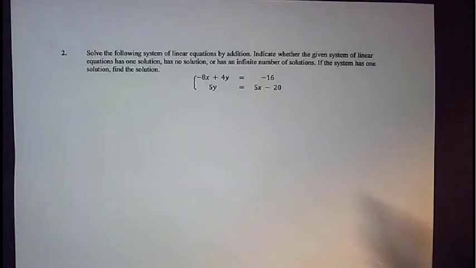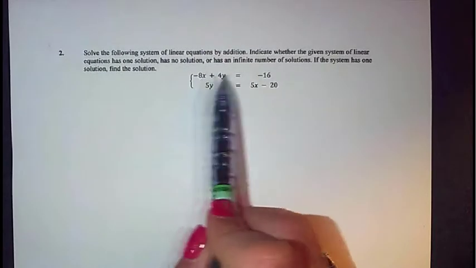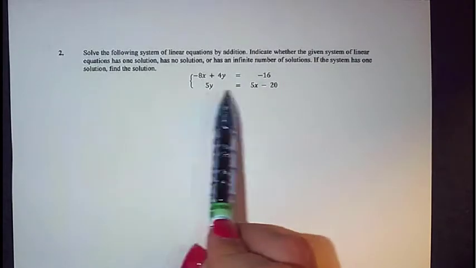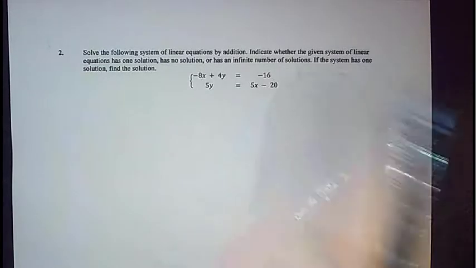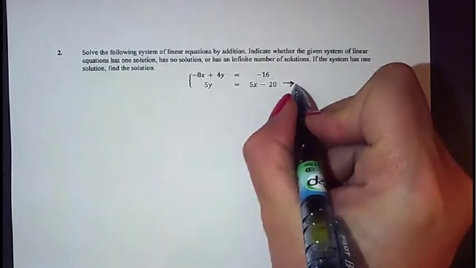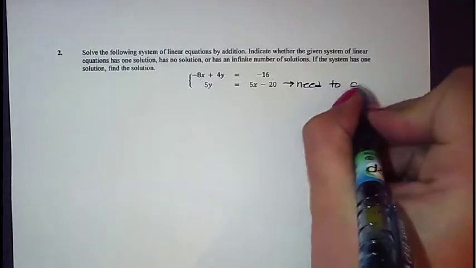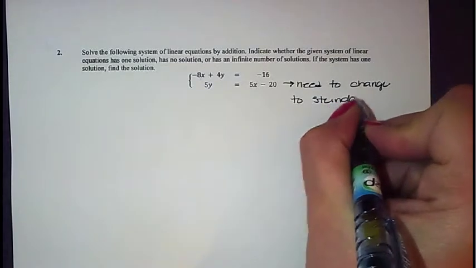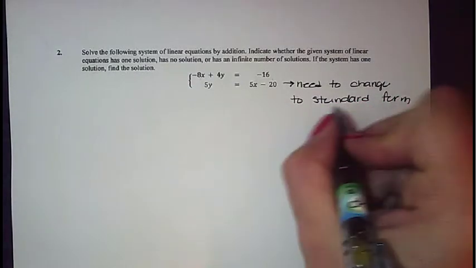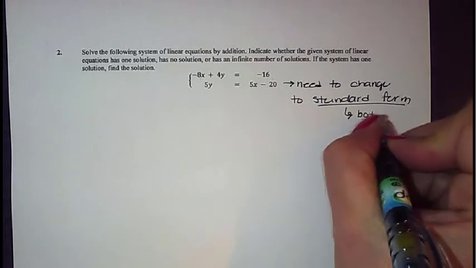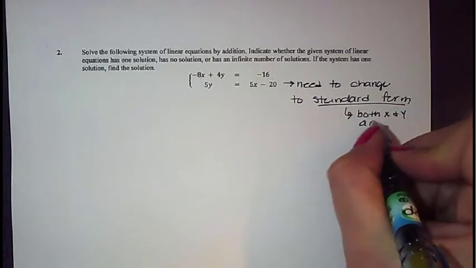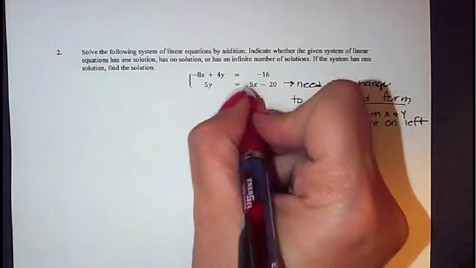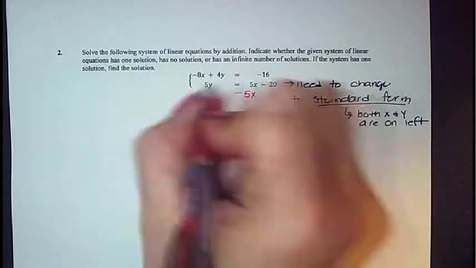Okay, so for our second example, we have our first equation being negative 8x plus 4y equals negative 16, and then our second equation is 5y equals 5x minus 20. Now what I want you to notice is on this second equation, we need to change it to standard form. Remember, again, all standard form means is both x and y are on the left, which means for us that this 5x needs to be moved by subtracting, or making that a negative 5x.